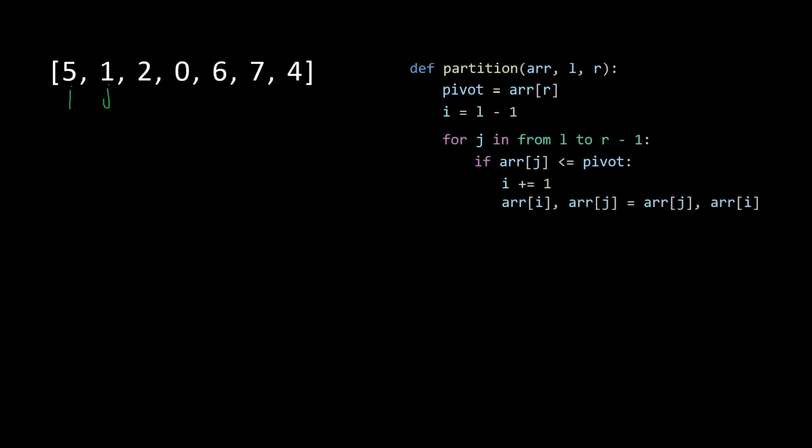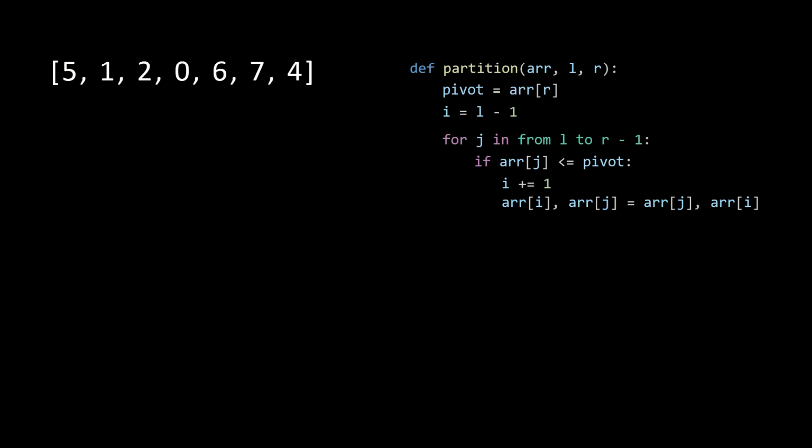The way we do this in code is something like this. So we replace the value of I with the value of J and the value of J with the value of I. So what this does is it puts the value less than the pivot at the left of the array. So later on all of the values less than the pivot are going to be at the left and all of the values greater will be at the right.